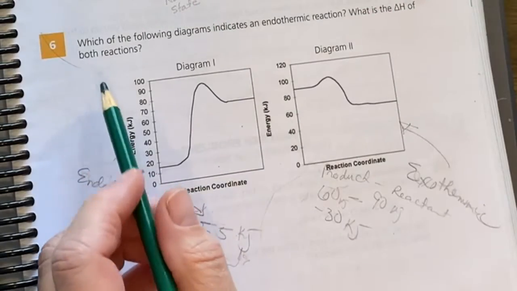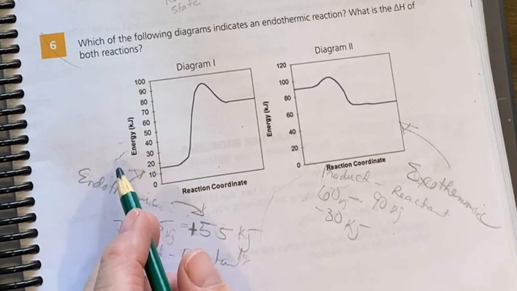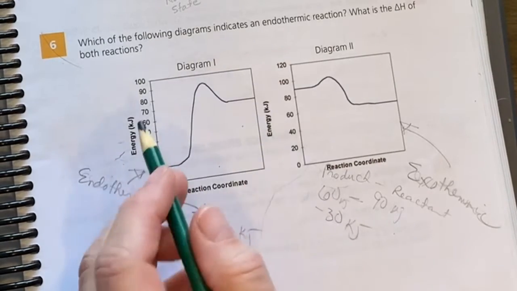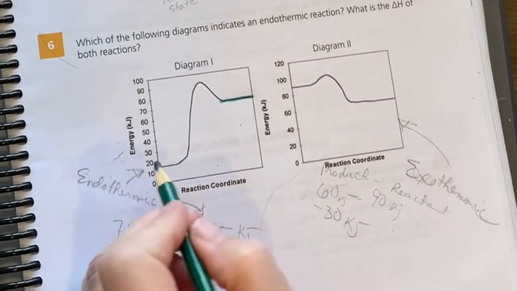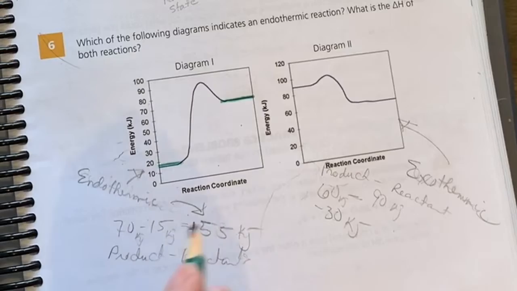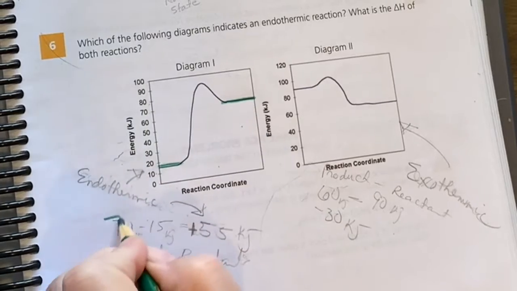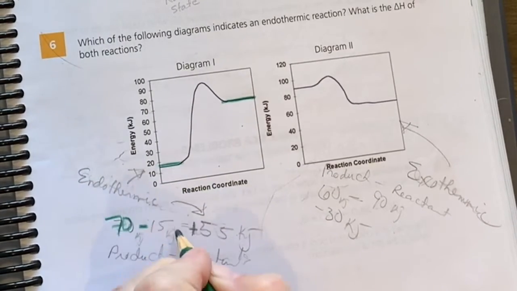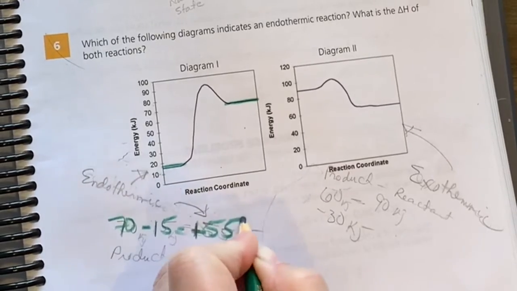Number 6, which of the following diagrams indicates endothermic reaction? What is the delta H of both reactions? So remember, we're looking at the final state minus the original. So we've got the ending minus the beginning. And in this case, it's about 70 minus 15, and that equals a plus 55.